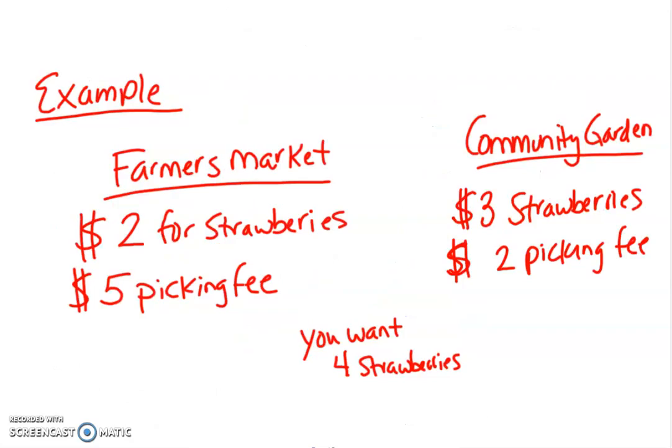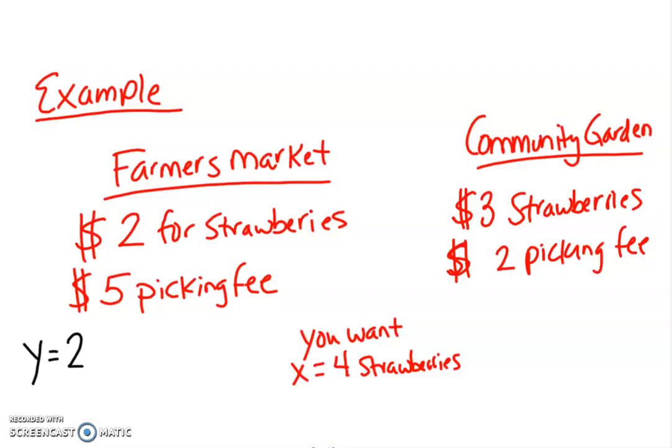And say, okay, well, they tell you what x is. They will say like x is 4, and they want to know which company you should use. Let's say Farmer's Market. They charge you $2 to pick strawberries, and there's a $5 picking fee. Community Garden charges you $3 to pick strawberries, and there's a $2 picking fee. You want 4 strawberries, so you have to decide which one you're going to go with. So you have to write an equation for both.